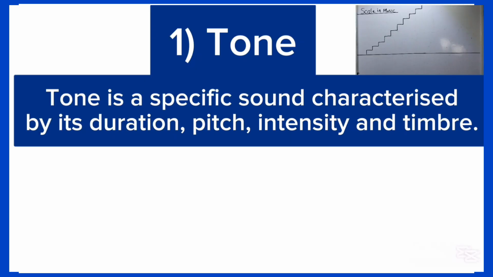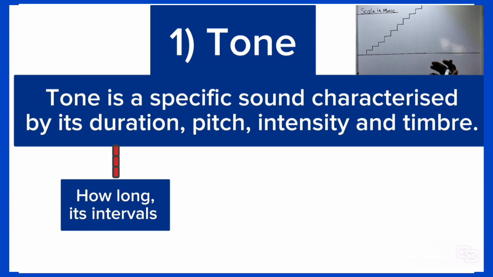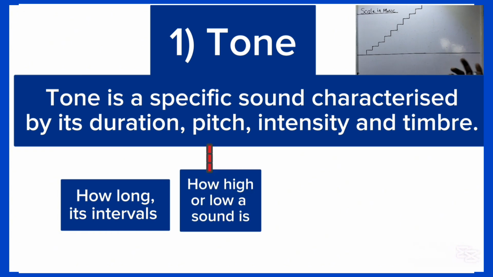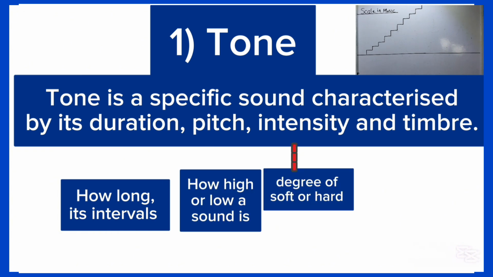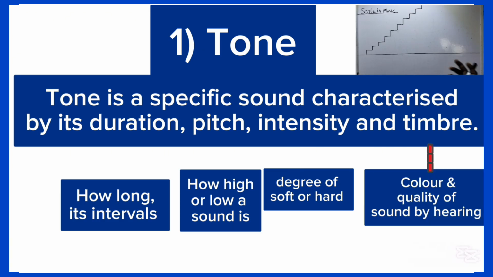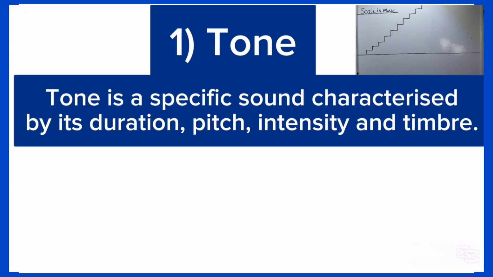A tone is a specific sound. It is characterized by its duration, pitch, intensity, timbre, and other things. By duration, how long it can last. By pitch, how high or low. Intensity deals with the softness or how loud it is. The timbre, the color. But just know that a tone is a sound, but it is classified by many things.